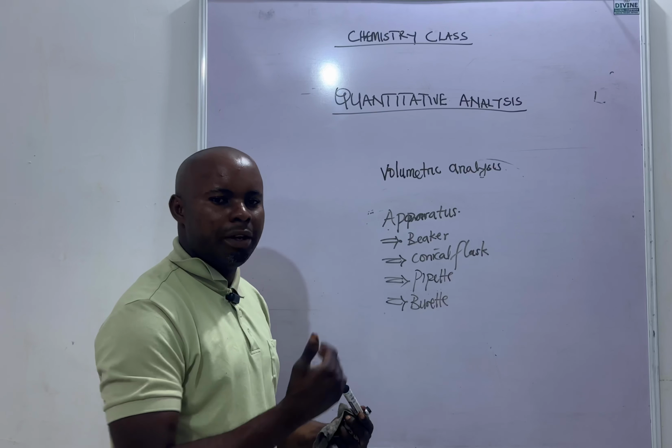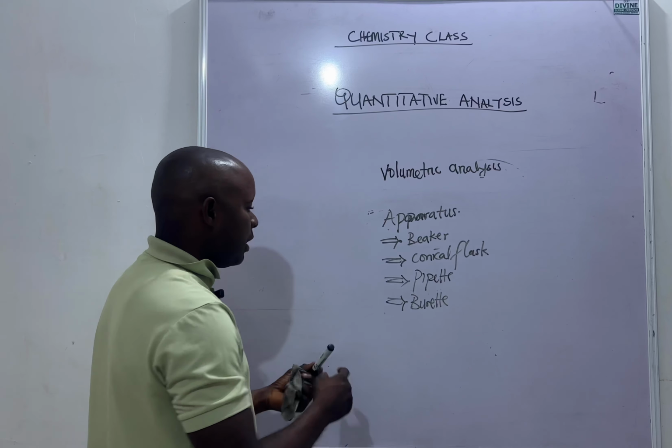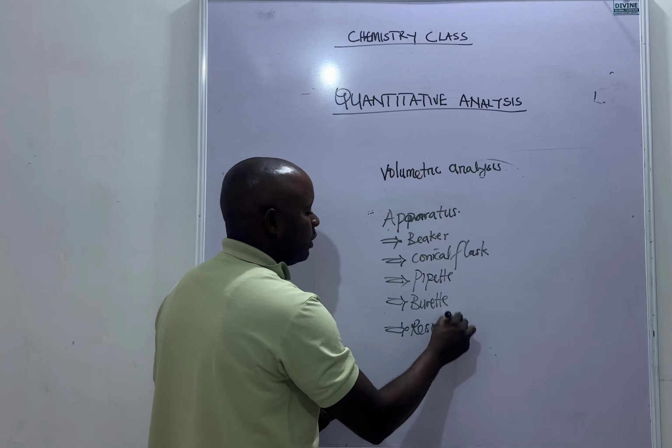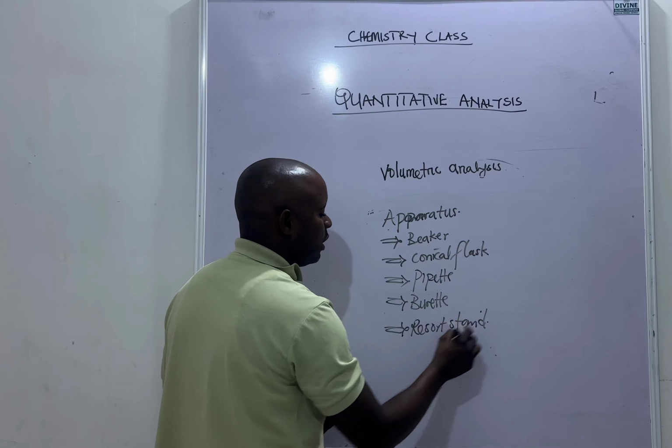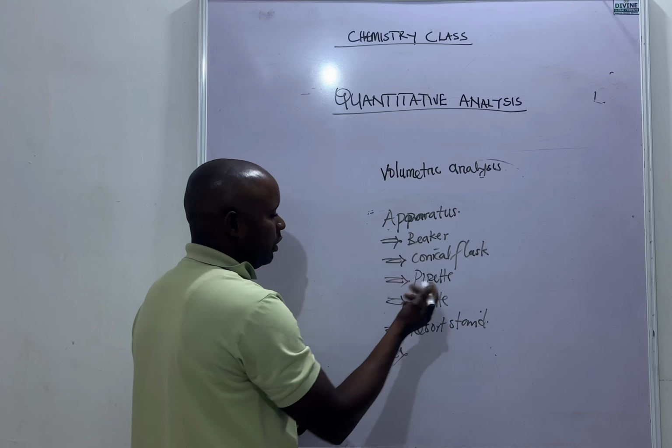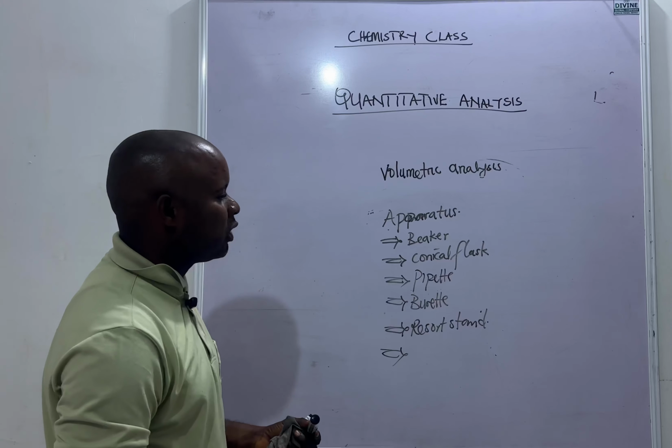With this brief introduction, as we are carrying out the practical aspect of this course, I will display each of these apparatus. We have to use a retort stand. The major things are the beaker and conical flask. So these are the major apparatus we use.